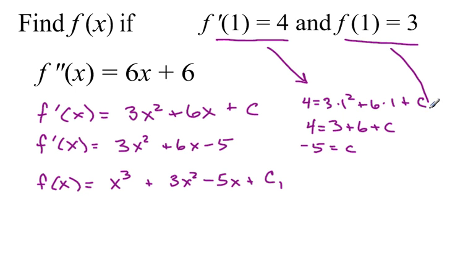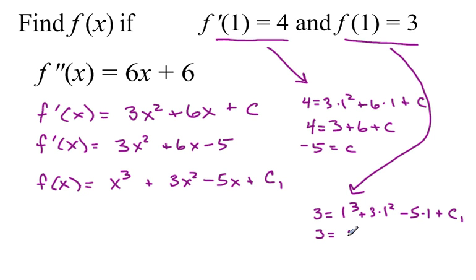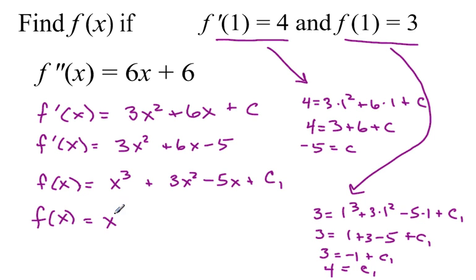Now I use my other initial value right here to figure out that one. My y is going to be 3, and my x is 1 again. So I've got 1 cubed plus 3 times 1 squared minus 5 times 1 plus c sub 1. So 3 equals 1 plus 3 minus 5 plus c sub 1. So 4 minus 5 is negative 1. So 3 equals negative 1 plus c sub 1, or c sub 1 is going to be 4. So our last step, rewrite this: f of x equals x cubed plus 3x squared minus 5x plus 4.